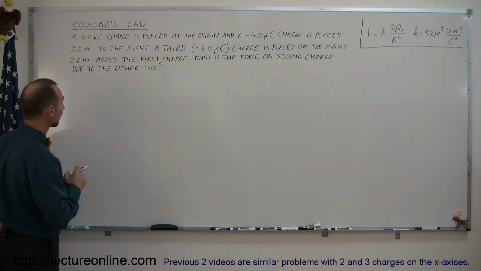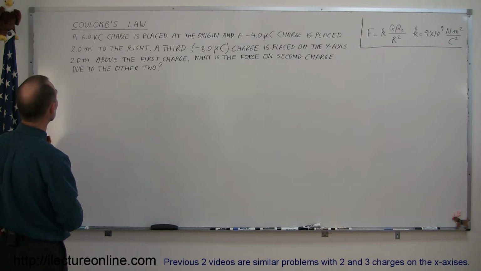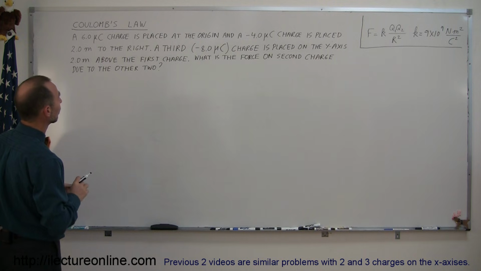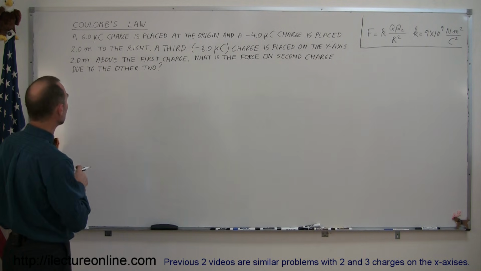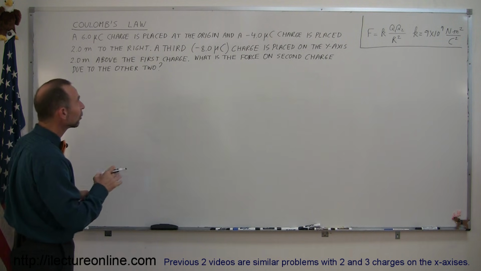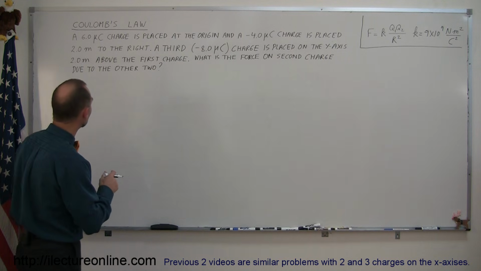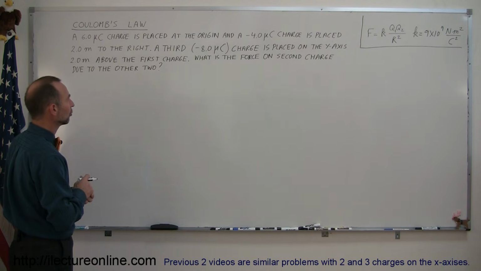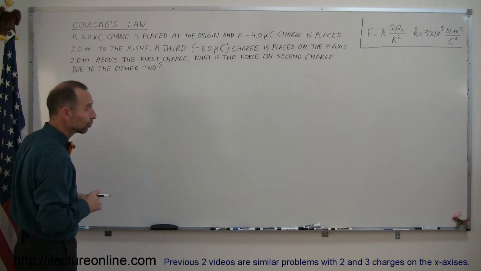And here we have something that's a little bit more complicated, so let's take a read and see what it is. It says here that we have a 6 microcoulomb charge that is placed at the origin, and a 4 microcoulomb charge that is placed 2 meters to the right. But then there's a third charge, a minus 8 microcoulomb charge, which is placed on the y-axis 2 meters above the first charge. What is the force on the second charge due to the presence of the other two?